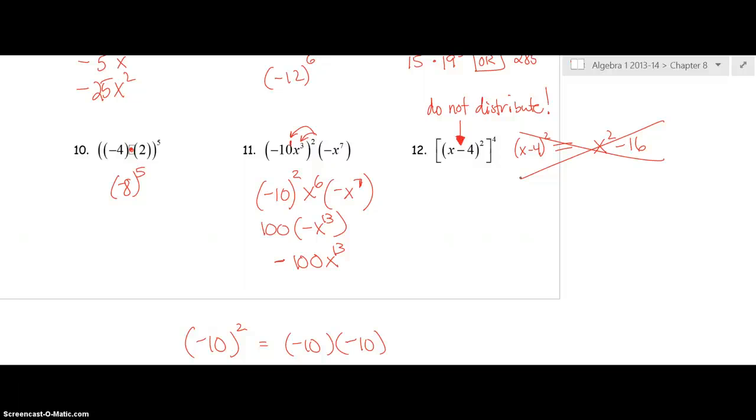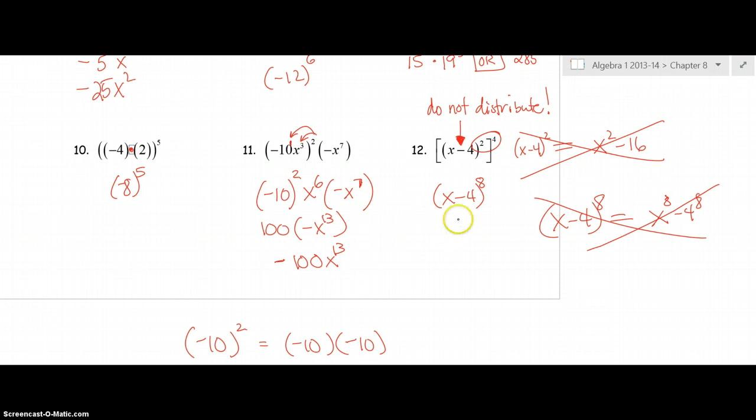Okay? But what this is asking us to do is keep the x minus 4 as it is. And then it's asking us to just work with the exponents. So what are we going to do with those? Add or multiply? Multiply. And that's all we could do. This is not that. You have to leave it just like this.